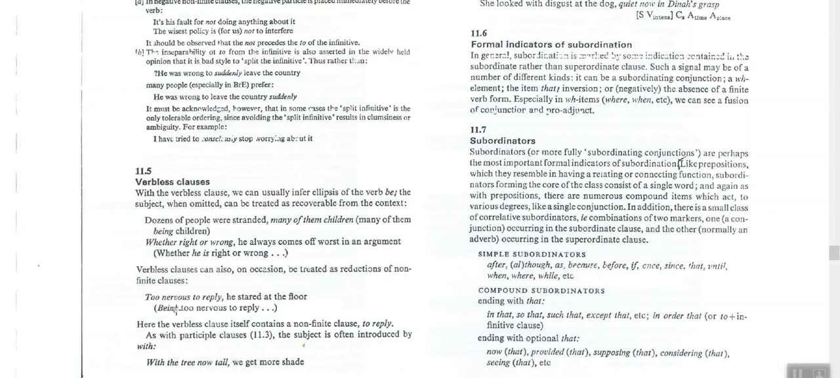For example, too nervous to reply, he stared at the floor. Too nervous to reply, he stared at the floor. You see, being too nervous to reply. Being too nervous to reply. Reduction. We can say it is being too nervous to reply. This is a reduction. And here also the verbless clause itself contains an infinitive clause, to reply. To reply is what? To infinitive. You see? We have here a to-infinitive and we have verbless. In the second, between the brackets, we have an ing clause and we have a to-infinitive clause. That's very important. These are examples together.